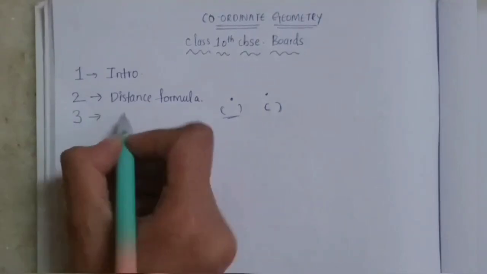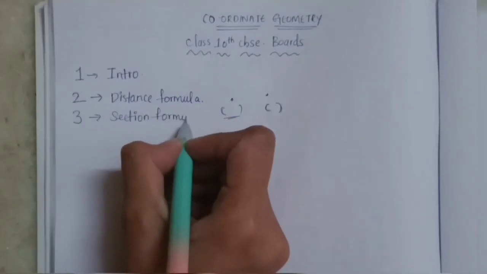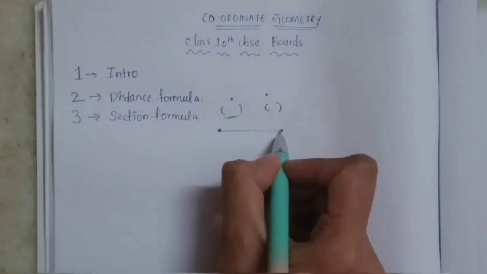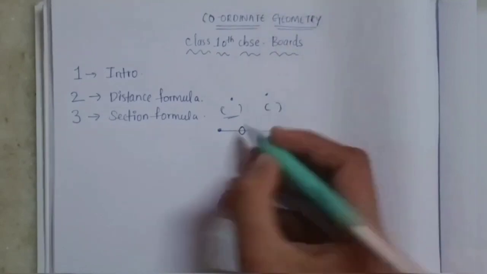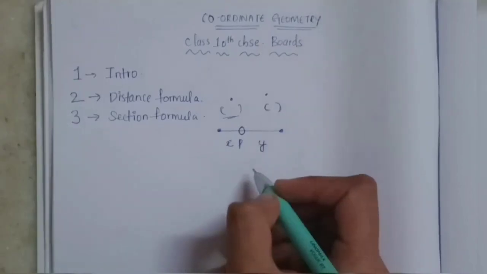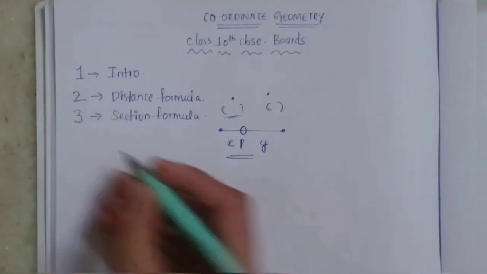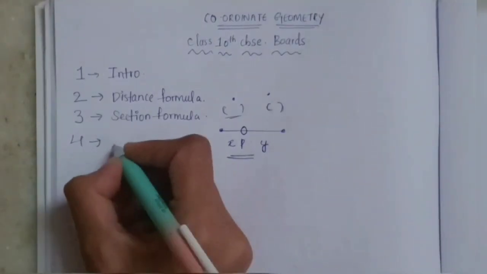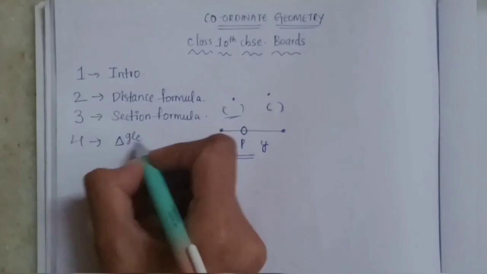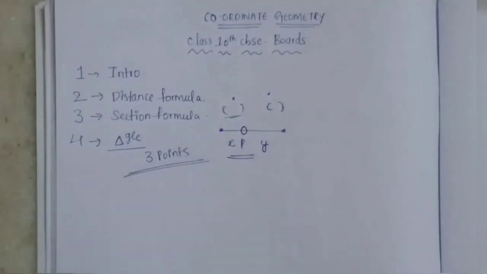And in the third part we'll deal with the section formula. There are two given points forming a line segment, and there is a certain point P which divides the line segment in a certain x is to y ratio. We should find which point it is that divides in that particular ratio. And the fourth part deals with finding the area of the triangle when three points are given, right? So we'll see each and every part. First, let us see the introduction.